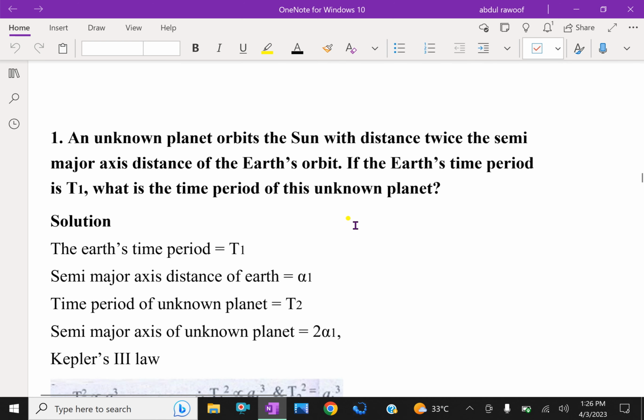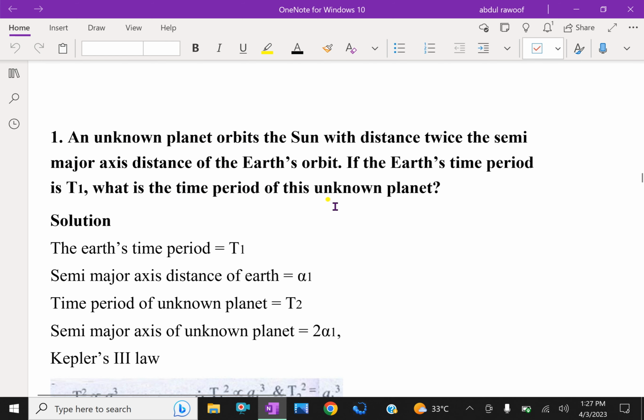Look at these examples. An unknown planet orbits the sun with distance twice the semi-major axis distance of its orbit. If the Earth's time period is T1, what is the time period of the unknown planet? Here the given thing is the time period of Earth, T1, and you have to find the time period of the planet.